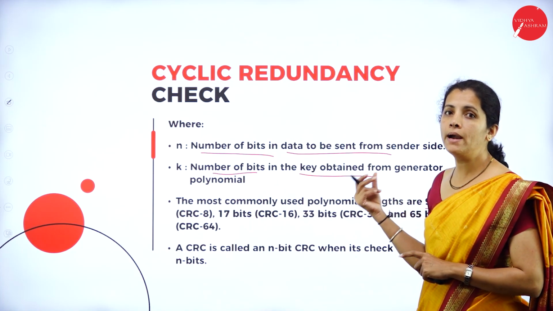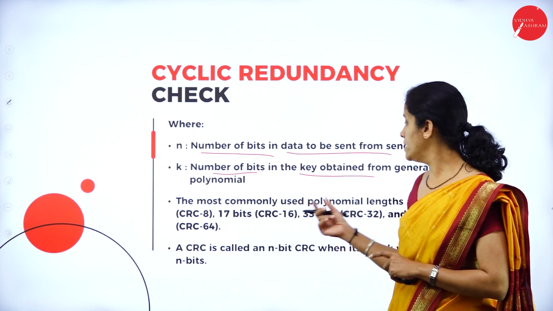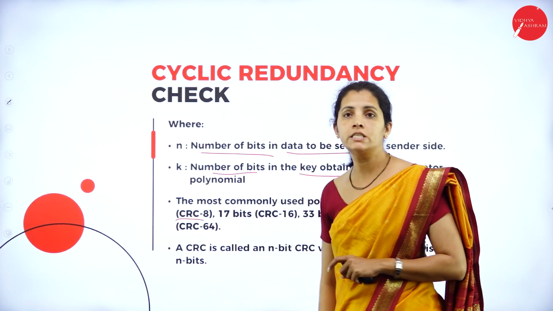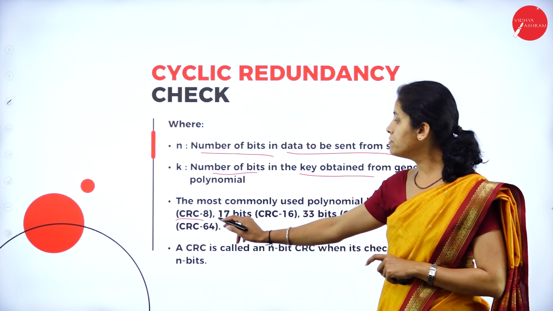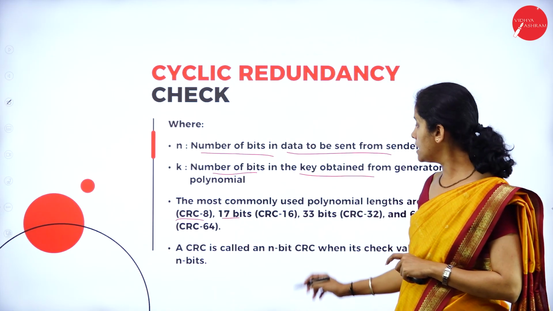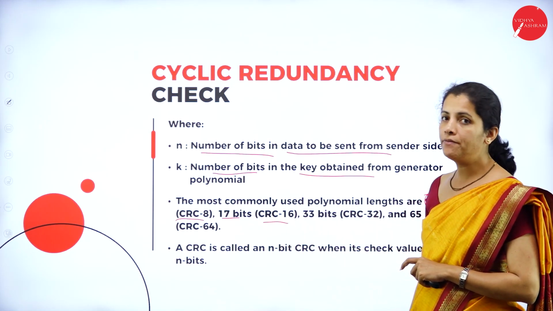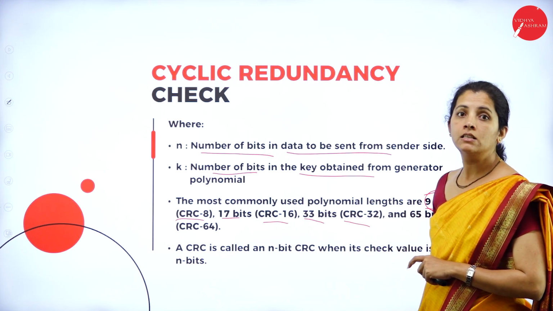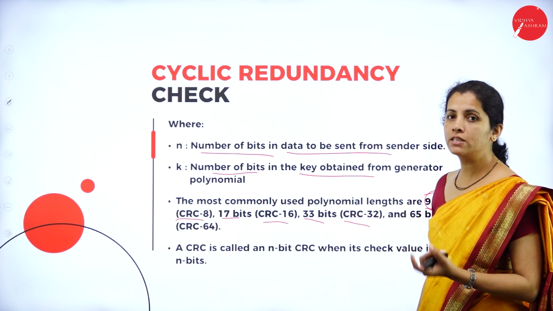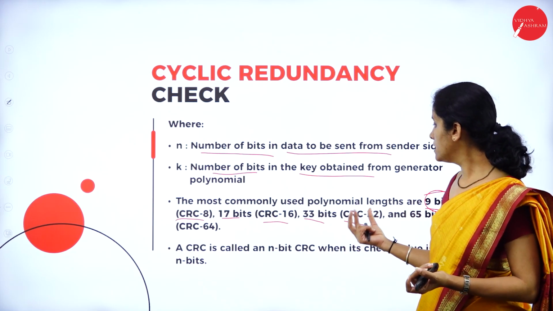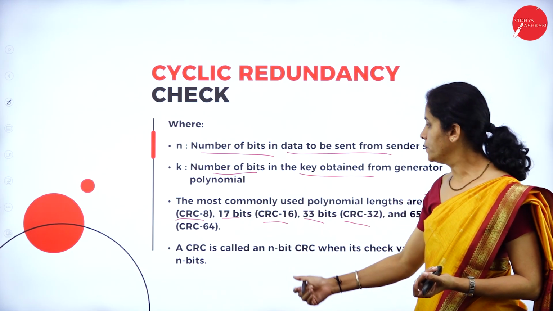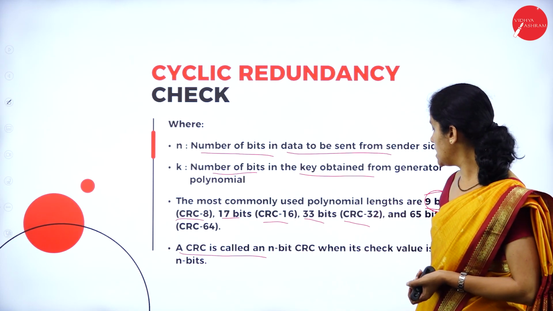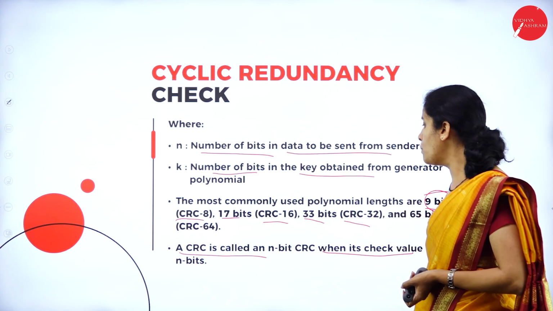then n minus 1 CRC. See here, the bit length is 9, so I am going to use CRC 8. If I have 17 bits, what is the CRC I have? That is 16. If I am going to have 33 bits, then CRC is 32. If I am going to have 65, then what is the CRC? That is 64. So, here CRC is called an n-bit CRC, and when it is checked, the value is n bit.